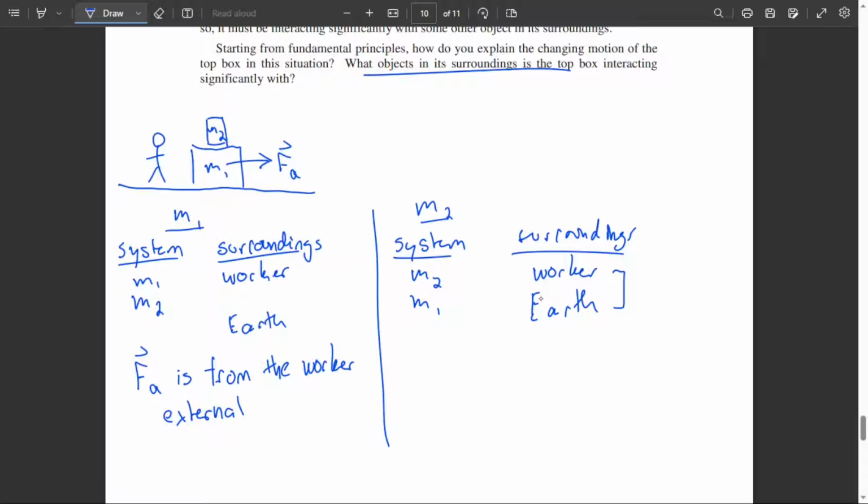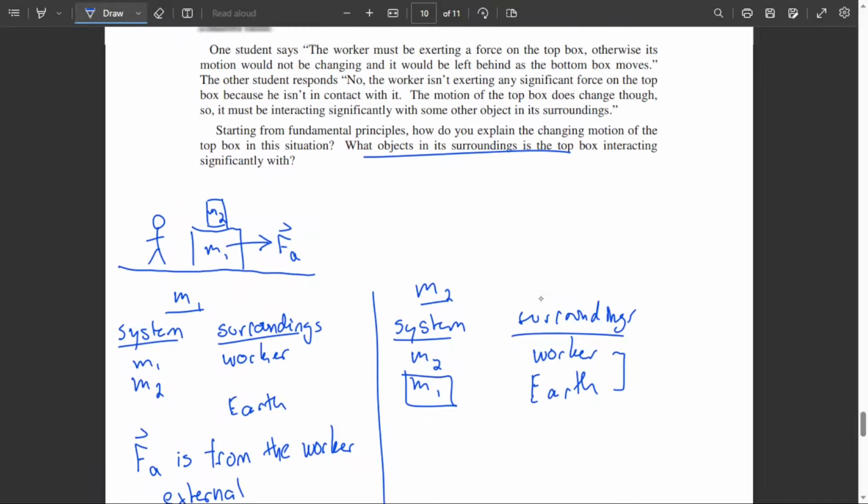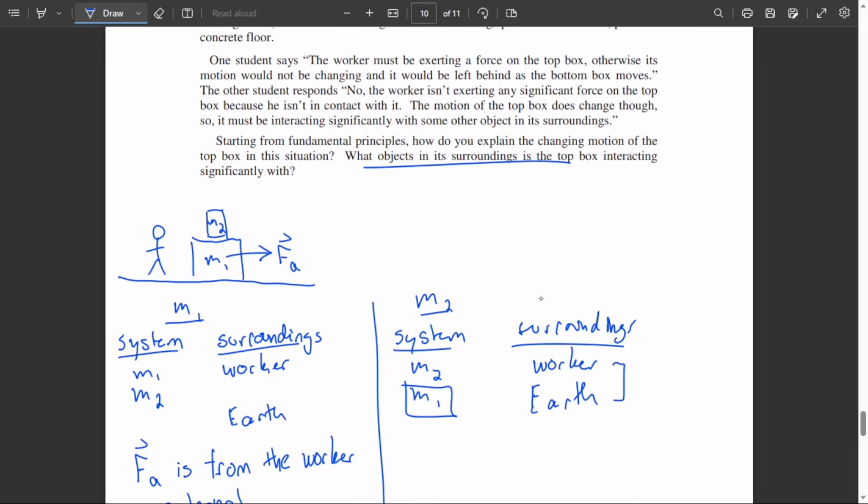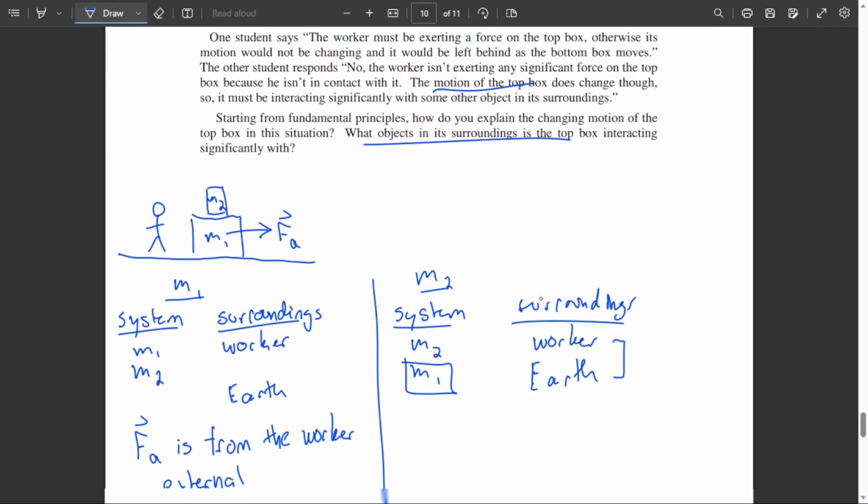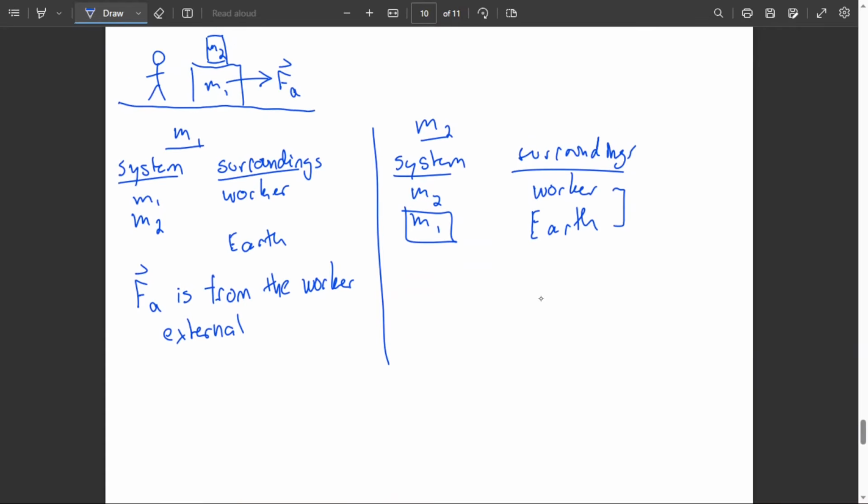So the only other object in our system that can affect the top box is the bottom box. So the motion of the top box is coming from the bottom box. In this case, there'd probably be something like friction that's moving them both together. The top box is moving due to the friction it has with the bottom box, which is being accelerated by the worker. So, that's the solution.